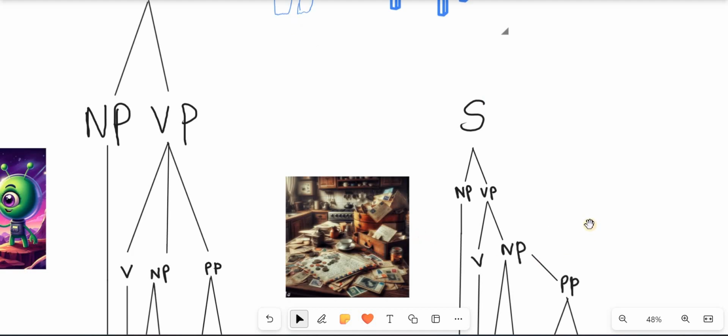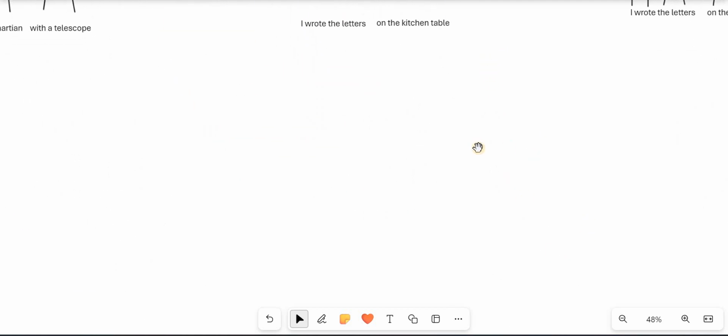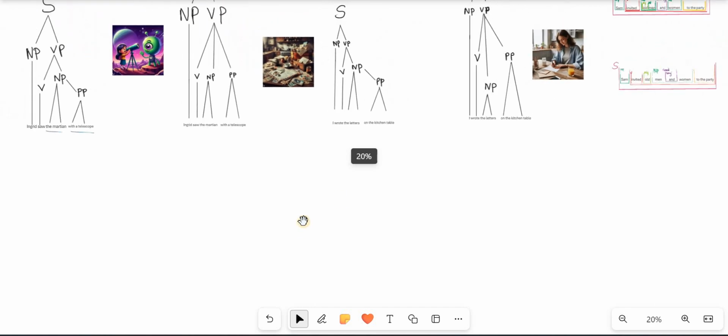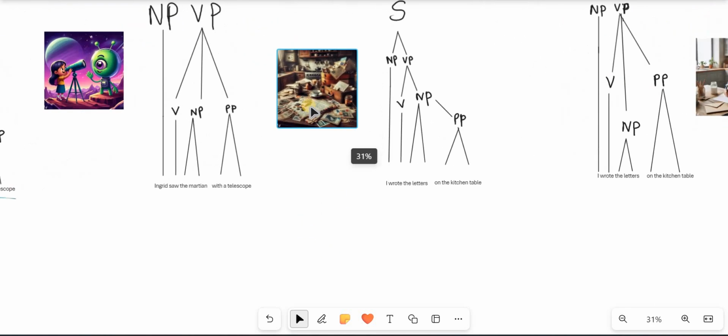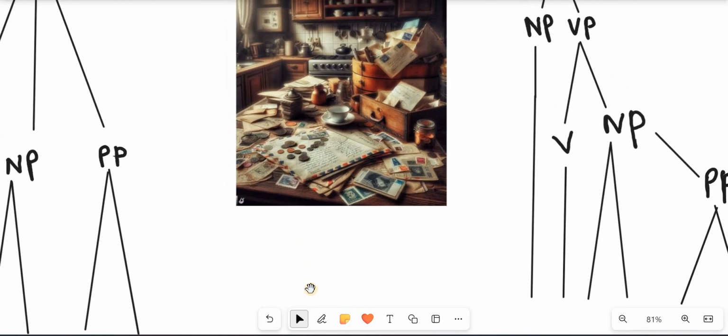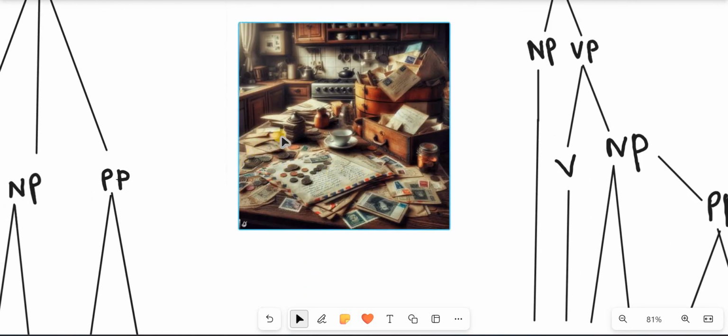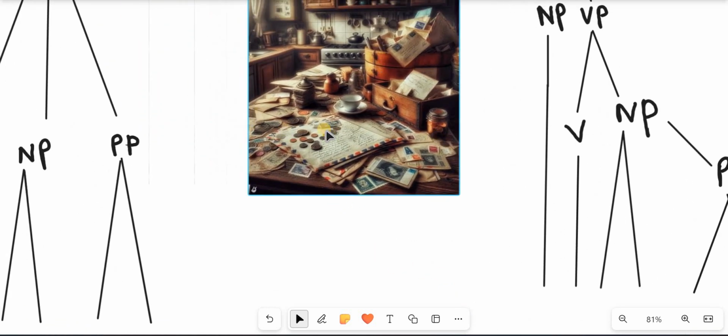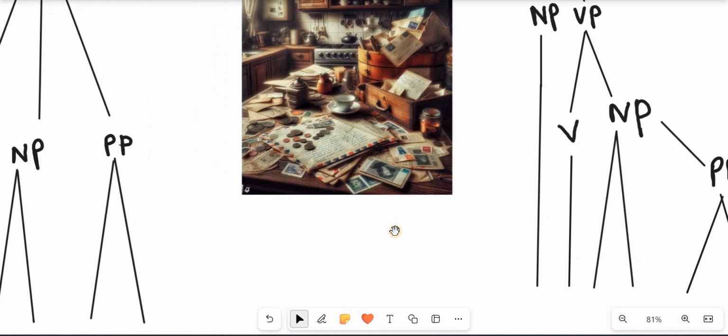Now let's come to the second ambiguous sentence, which is: I wrote the letters on the kitchen table. When I say I wrote the letters on the kitchen table, it can mean that the letters are there on the kitchen table. So the kitchen table is filled with letters, and I am the person who wrote the letters. The kitchen table is filled with letters. I am the person who wrote the letters.